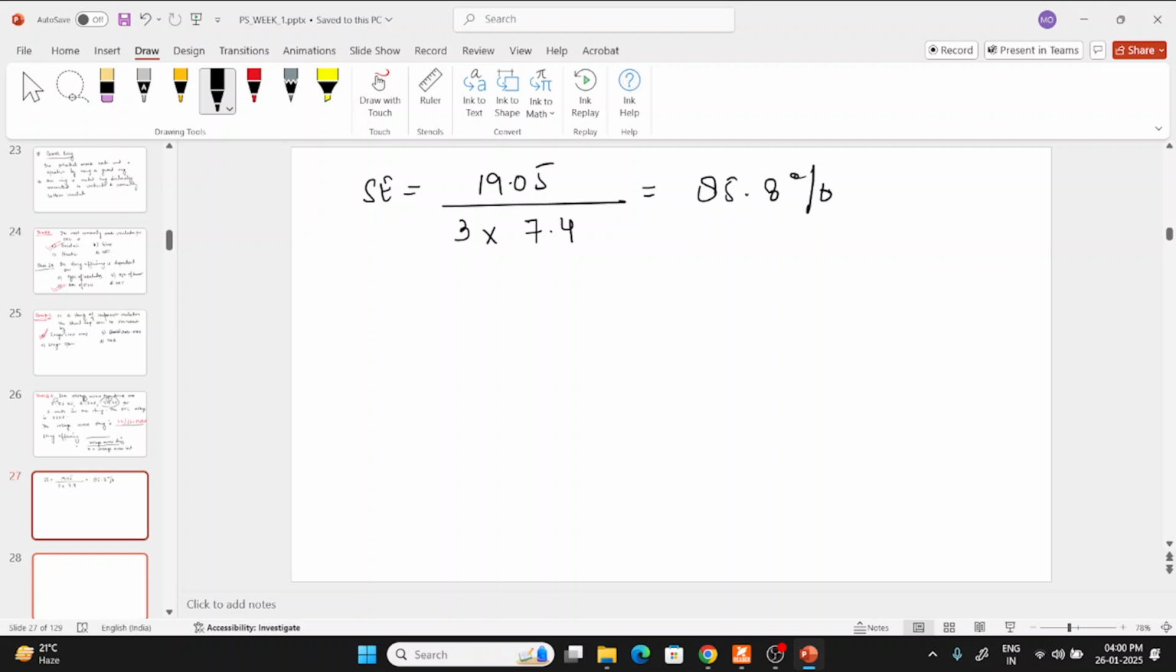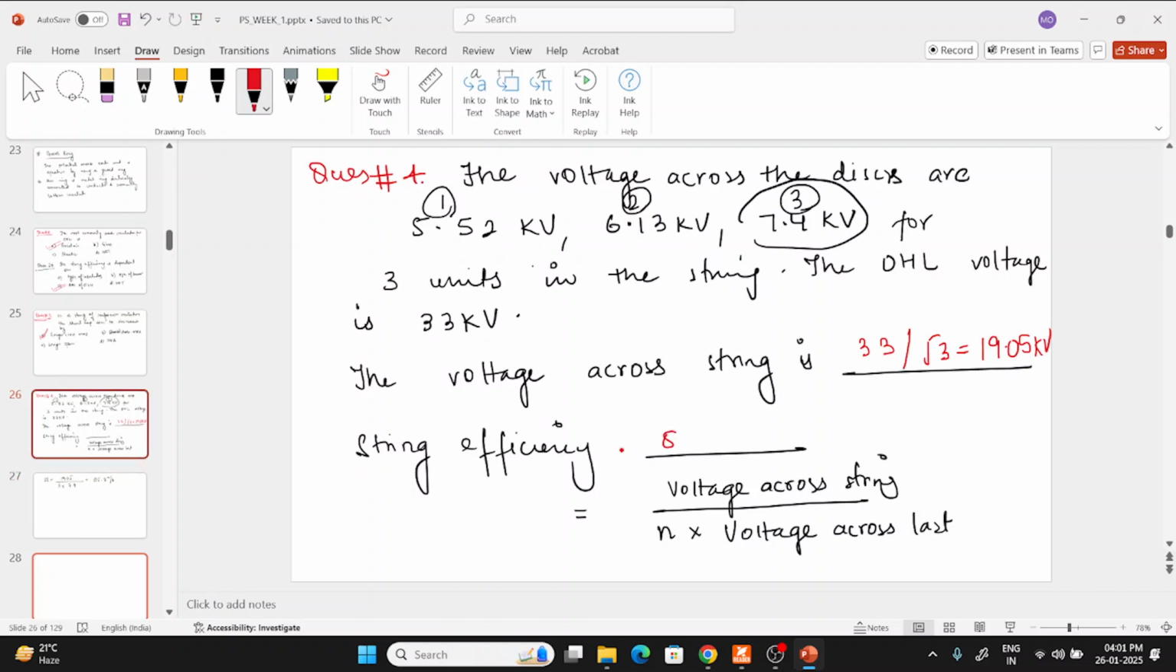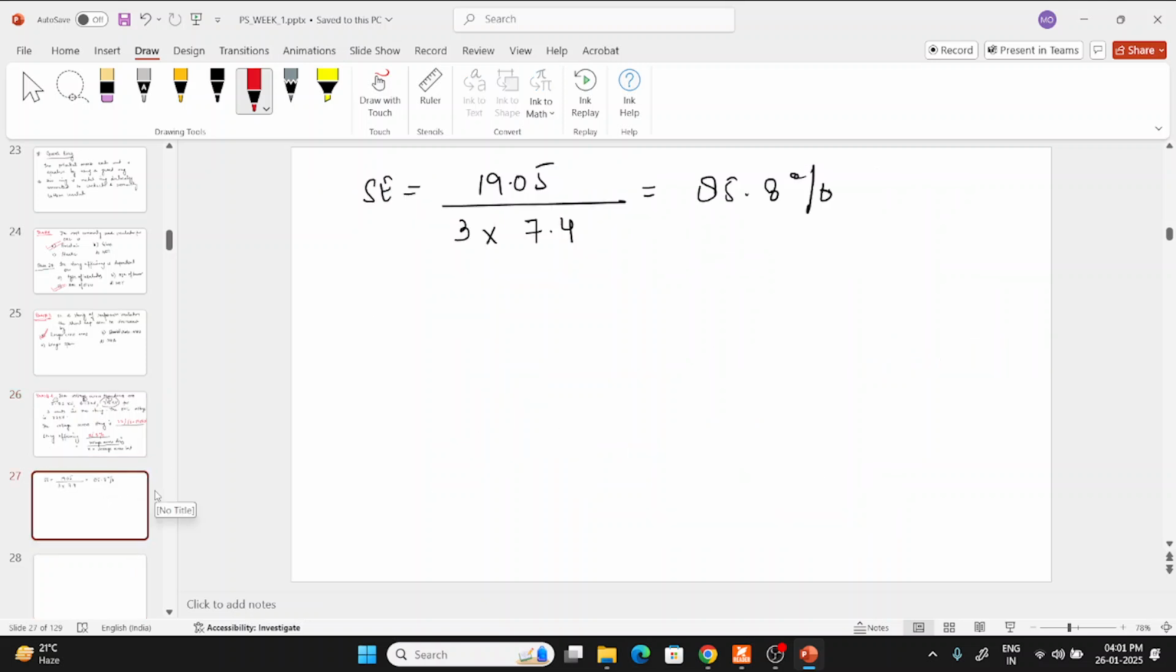Okay, I hope you have understood this. Whatever it is, 85.08, you just calculate it. I'm just giving you an approximate answer. So basically, it will be 85.8%, something like 85.89, depending upon the calculation. So I think you have got an idea how we are going to calculate the string efficiency.